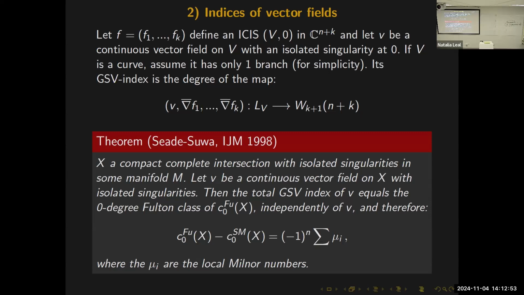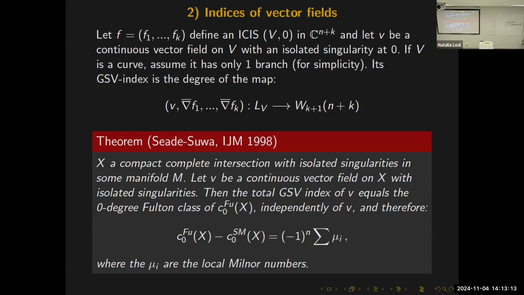Then one can define its GSV index to be the degree of this map, where this is the Stiefel manifold of orthonormal k+1 frames in C^(n+k). You take this, and by a homotopy, you can make them an orthonormal frame.